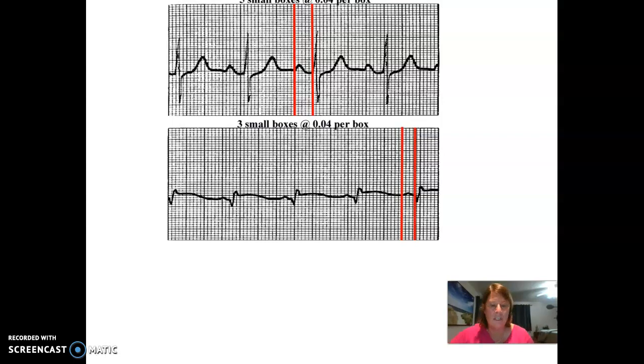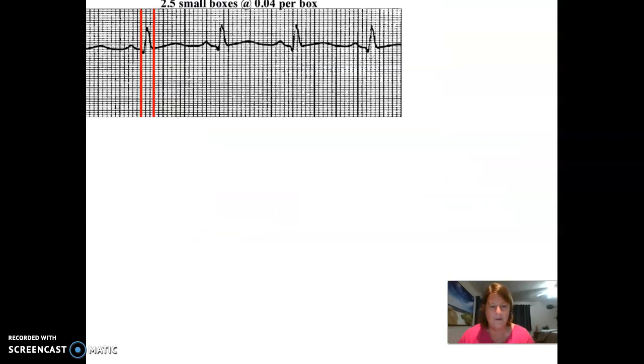That would be 0.12. And then, oops, so sorry. This thing is super sensitive for some reason. Does not want to go back. Okay, well, it already moved me over to my QRS, so I missed that other one.